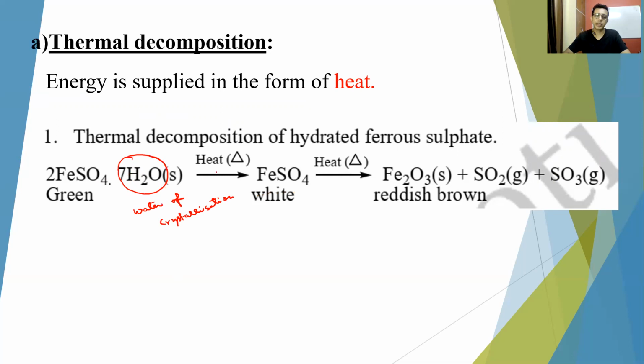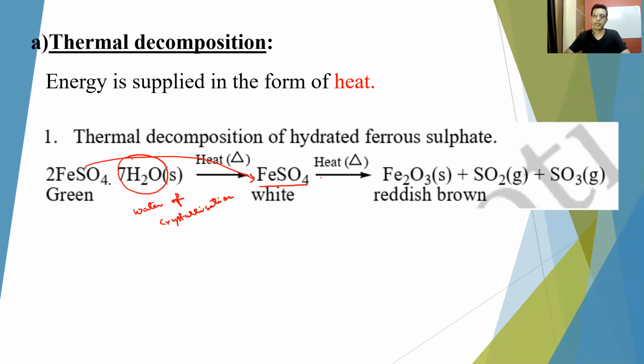So when the compound is initially heated, it loses the water molecule, and when the water molecule is evaporated, this ferrous sulfate crystals will become anhydrous white powder. So this is anhydrous ferrous sulfate, where no water molecule is present. So this crystalline compound gets converted to an anhydrous compound, dry powder.